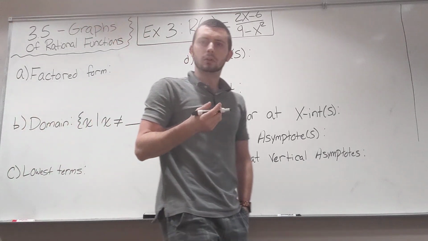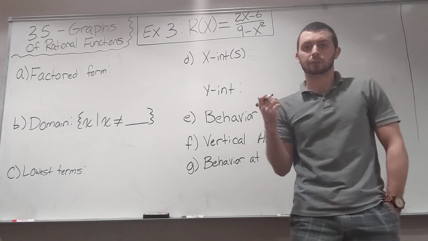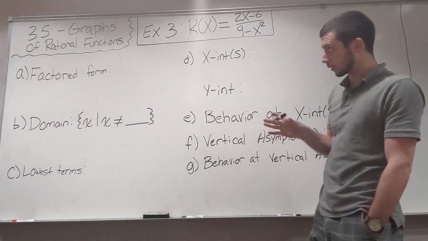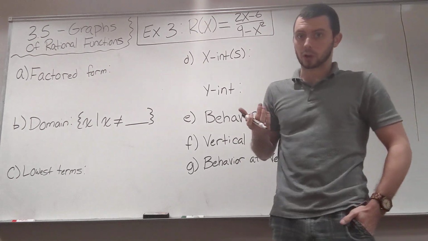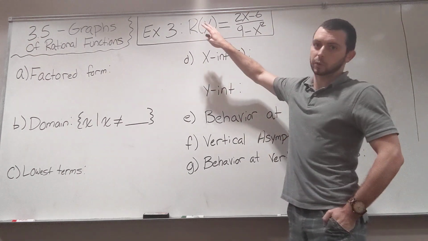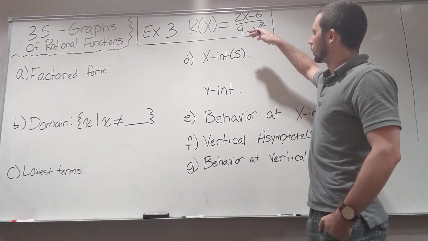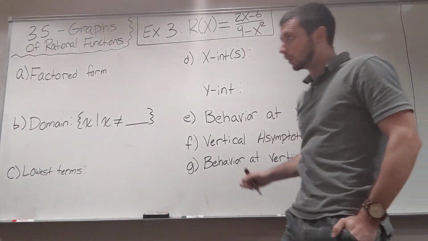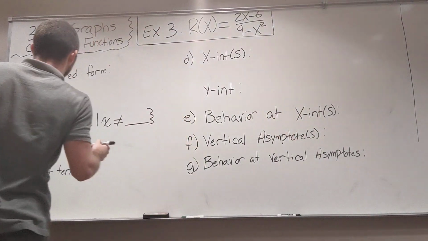So we're going to go ahead and look at an example that's similar to the other two, since there's so many problems of this caliber throughout this homework. So we're going to look at a new rational function. This is, for example 3 in the notes, the rational function 2x minus 6 divided by 9 minus x squared. And it's the same idea as before.